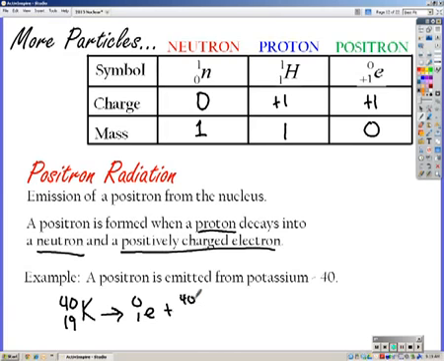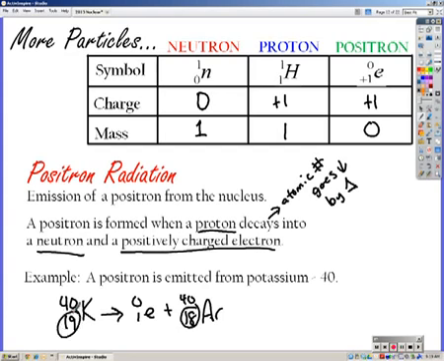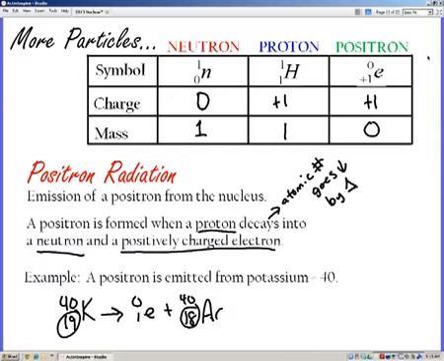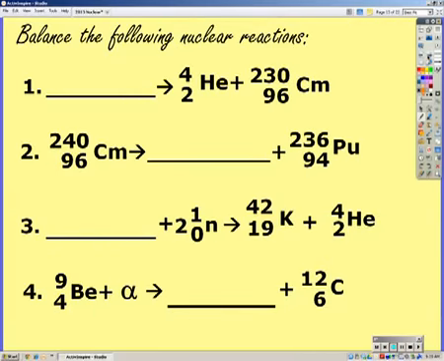Notice that my mass stays the same, but my atomic number decreases by 1. Because I lost a proton, I would expect my atomic number to decrease by 1, which it does. I would expect my mass to stay the same since protons and neutrons have the same mass. Go ahead and pause the video and do these 4 on your own. Restart when you have your answers.